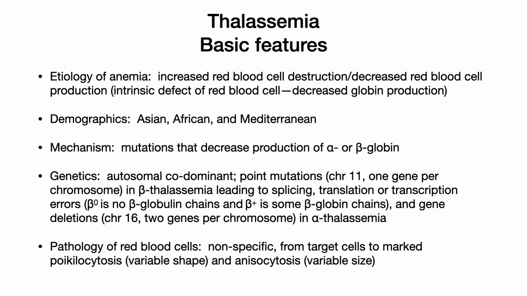And then pathology, there's not really anything specific to it. You can see target cells. We talk about target cells with liver disease and other things you can see target cells with. You can see marked poikilocytosis, which is something you can see with other ones as well. Marked anisocytosis. Poikilocytosis is variable shape. Anisocytosis is variable size, but they're not specific for thalassemia. So there's not really anything you're going to see that would tell you it is for sure thalassemia.